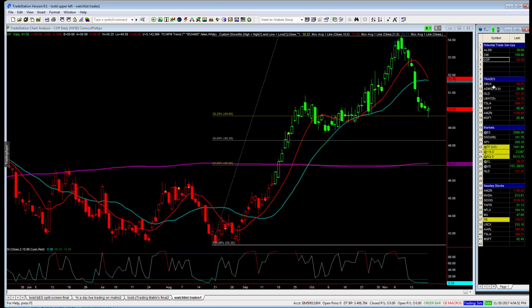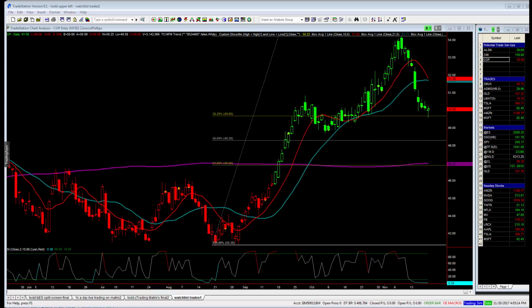Another one that I like is COP, ConocoPhillips. Granted, we're well above the 21, as you can see. Obviously, we're trading below the 10 exponential, below the 21. That's fine. That's just short term. Long term is the 200. Look at the overall trend from this low. And look, I measured Fib retracements.